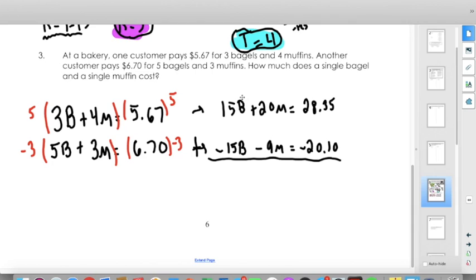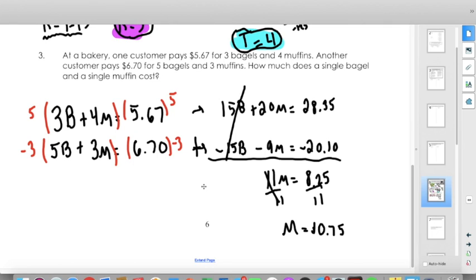So this is nice now. That's the whole reason we did that. The b's cancel out. 20 minus 9 is 11m. 28.35 minus 20.10 is 8.25. And now it's a simple division to figure out what m is. So m is equal to 0.75. What does m represent again? It represents muffins. So one muffin costs 75 cents.